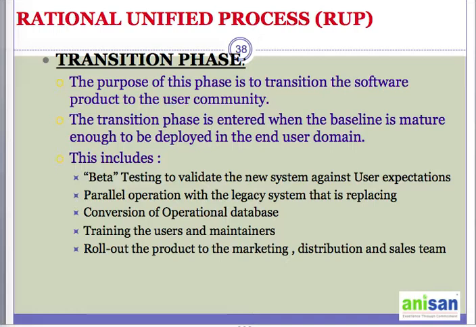Second one is parallel operations with the legacy system that is being replaced. This is very important. Most of the systems are replaced, so you'll see that the old and the new systems are running in parallel till the new system stabilizes in the operation environment, or you can call it the production environment. When you find the users have settled down and there are no longer any issues with the system, then you can slowly remove the old system.